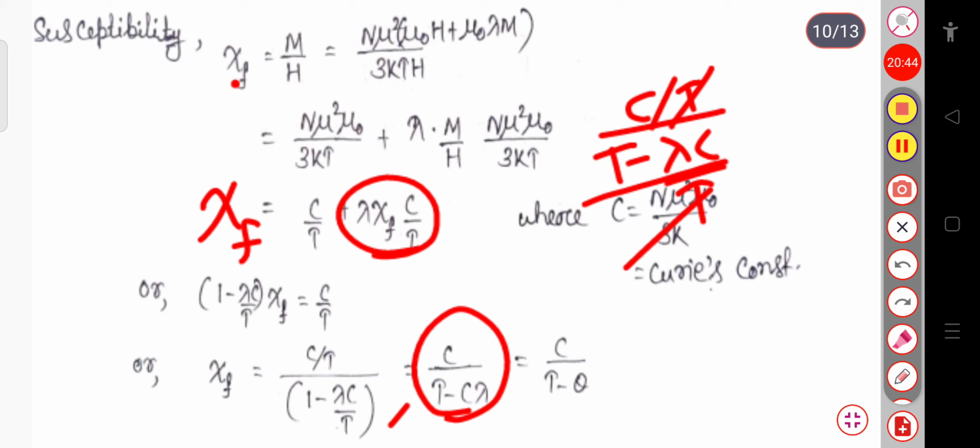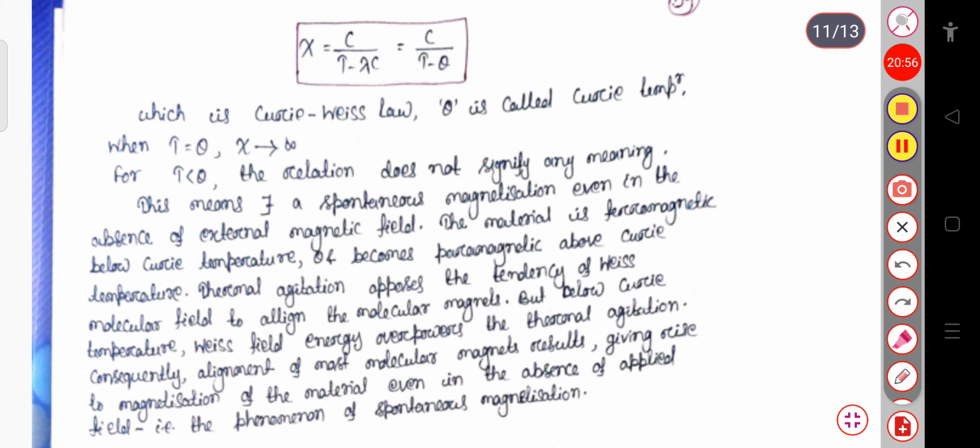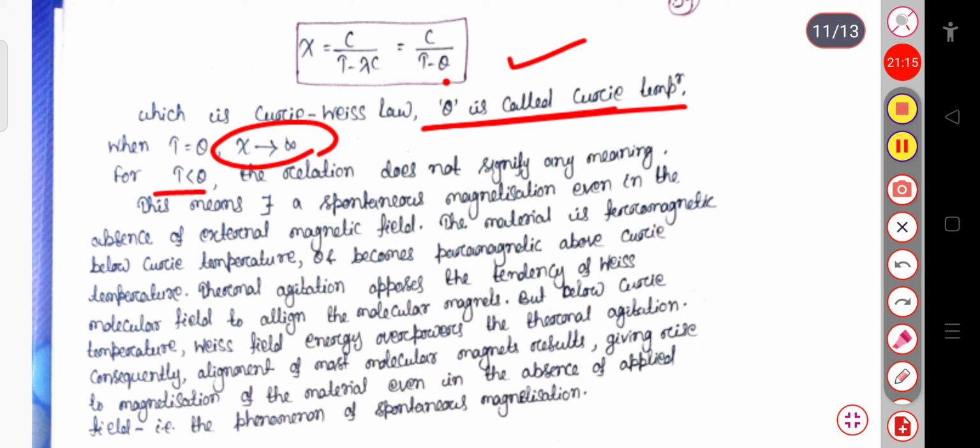So in place of C lambda, we have substituted theta. So theta is equal to C into lambda. So this susceptibility, that is chi, is equal to C by T minus lambda C, or we can write it as C divided by T minus theta. This theta is called the Curie temperature. It means that when T is equal to theta, then the susceptibility goes to infinity. For T less than theta, the relation doesn't signify any meaning.